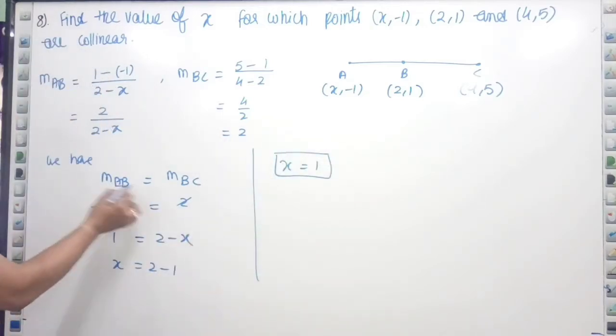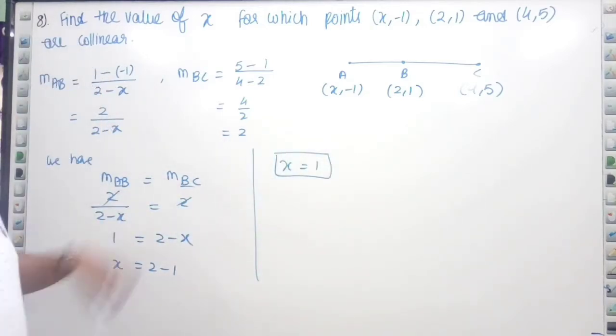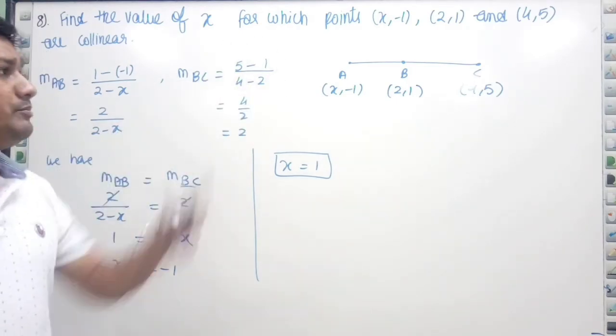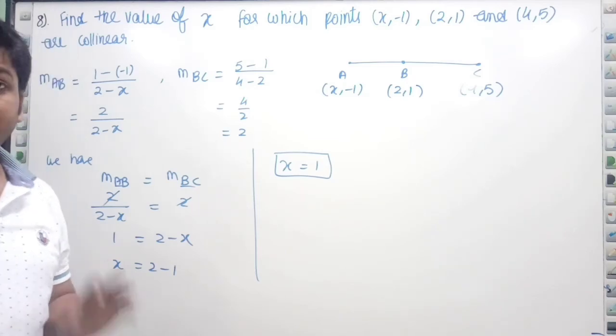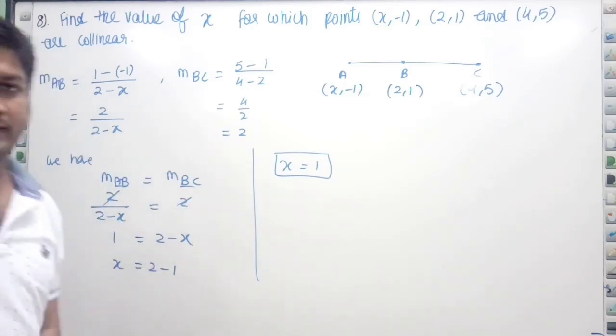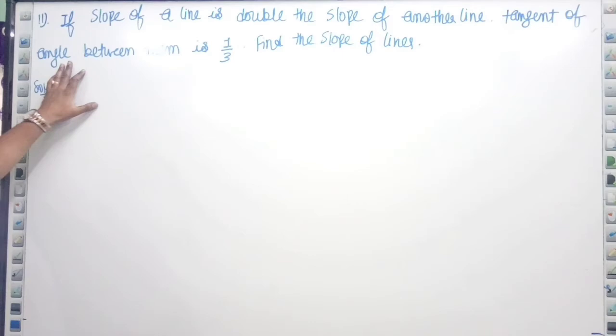Now I have taken AB and BC equal. If you want to take AB and AC, you can also take. BC and AC you can also take. You just need to take two lines in which the slopes are equal. Now next question is another very good question.